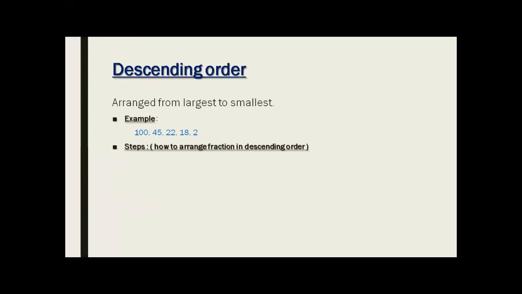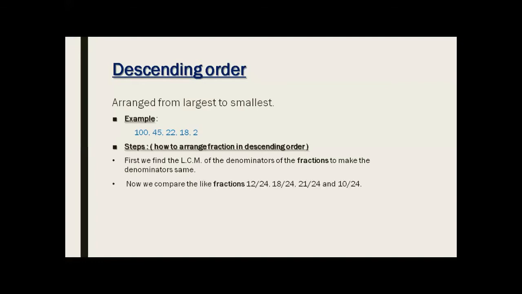Now the steps for how to arrange fractions in descending order. To arrange the fractions in descending order, first we have to find the LCM of the denominators of the fractions to make the denominators the same. Step number 2. Then, after taking the LCM, we compare the like fractions. Like fractions are those fractions that have the same denominator.